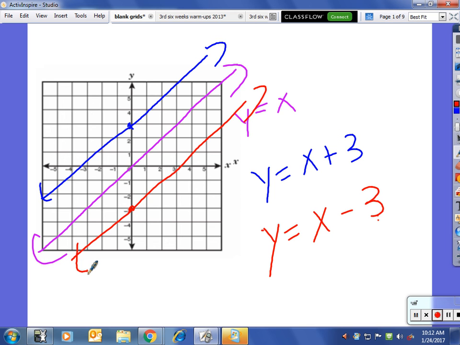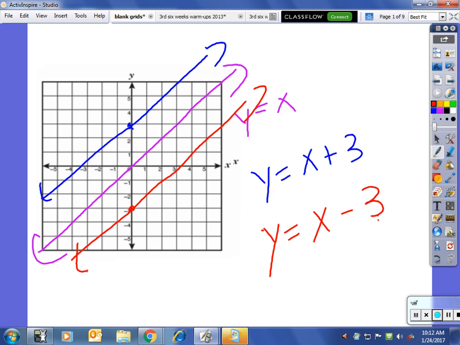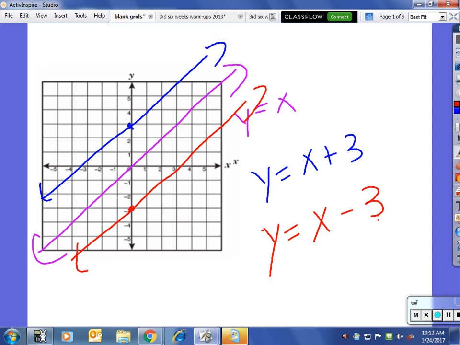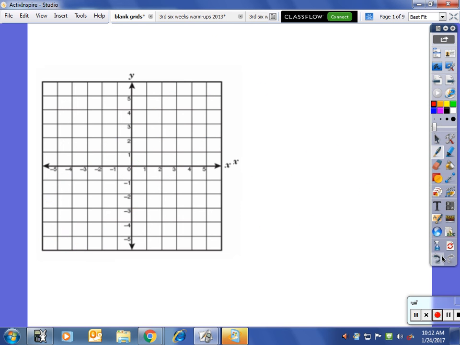Okay, I still feel like some of you are not really paying attention. Parallel lines have the same... Shh, guys, parallel lines have the same slope, but different y-intercepts. Wow, good. Maybe you are listening.